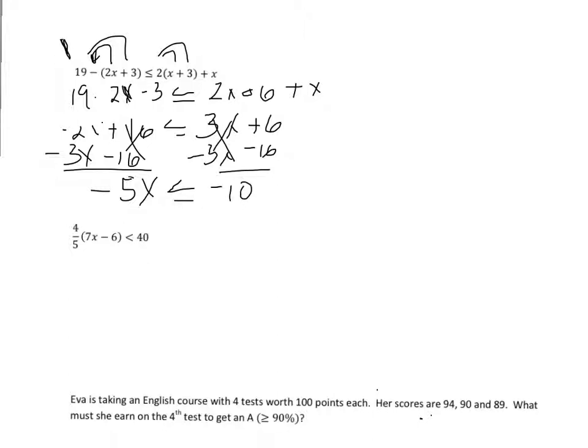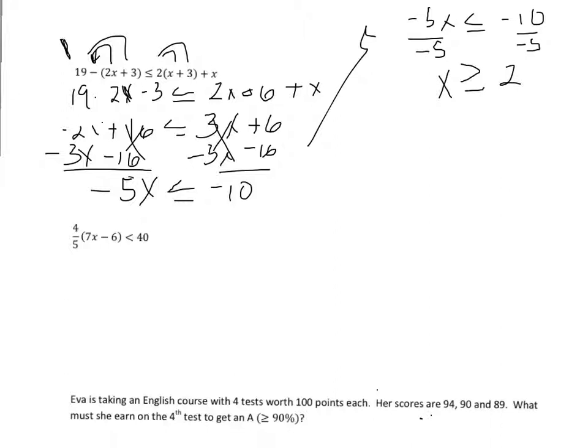So here let me just rewrite this back up here. We have negative 5x is less than or equal to negative 10. Divide by negative 5. Now we're dividing by a negative, so we want to flip the direction of the sign. x is greater than or equal to 2.